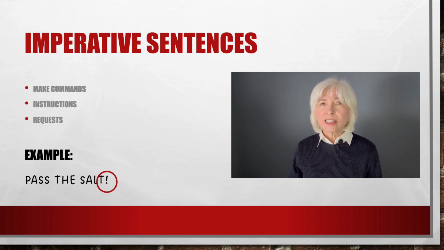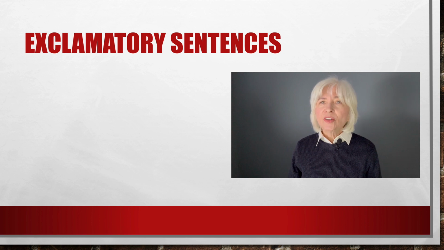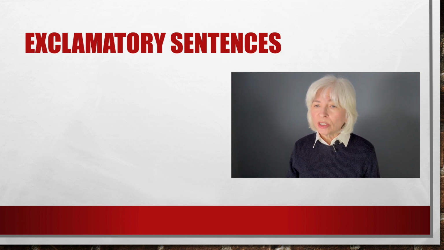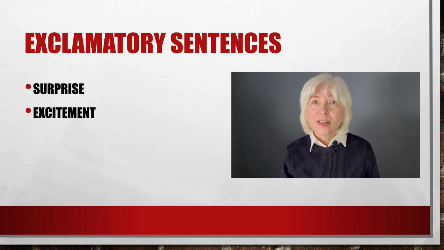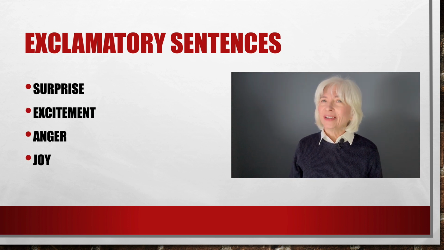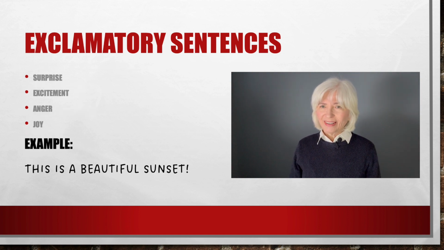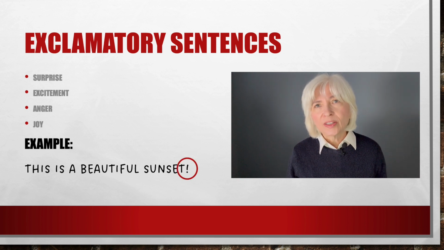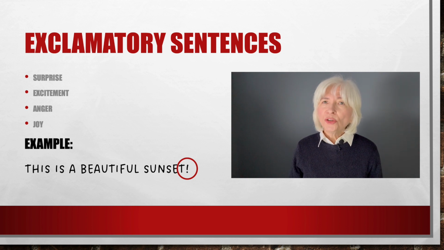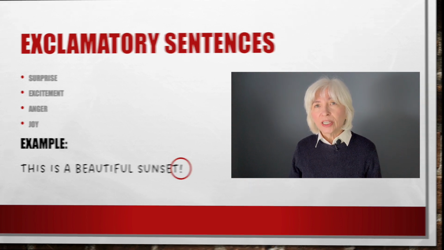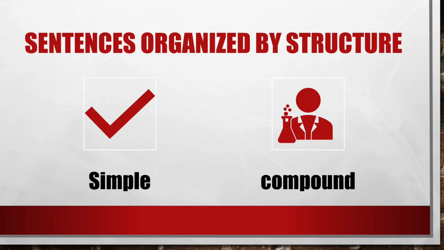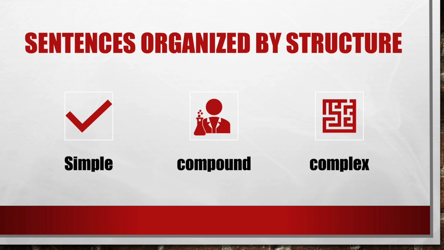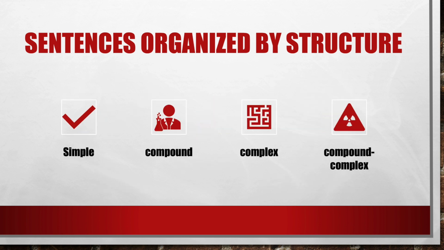Fourth type of sentence is the exclamatory sentence. This type is used to express strong emotions such as surprise, excitement, anger, or joy. An example of this type of sentence would be, this is a beautiful sunset! These always end with an exclamation mark. In addition to classifying sentences based on their purpose, we also classify sentences according to their structure. These can be organized into simple, compound, complex, and compound-complex sentences.